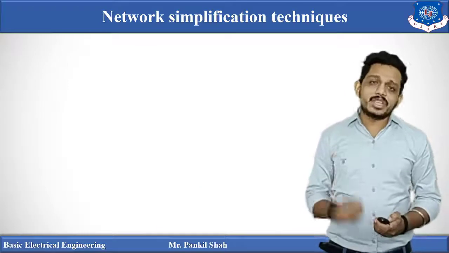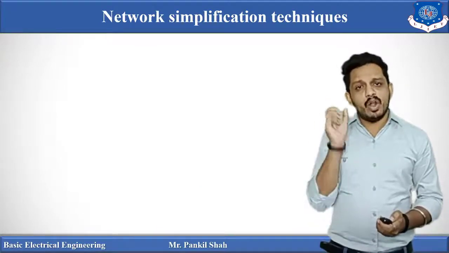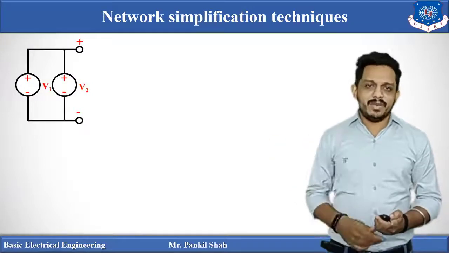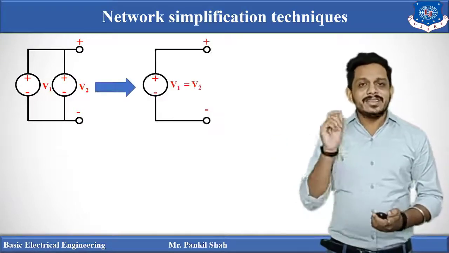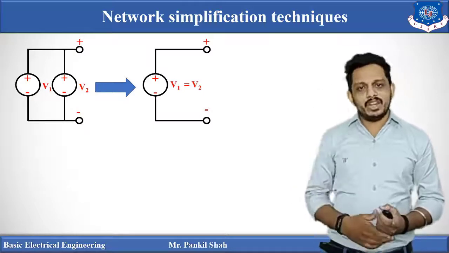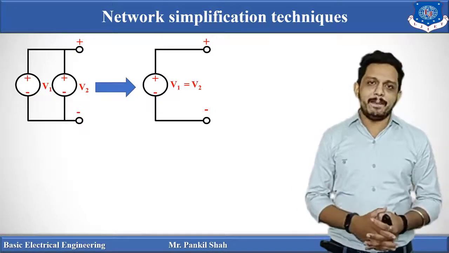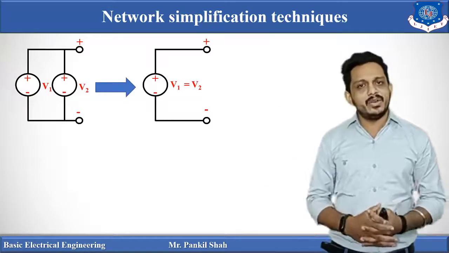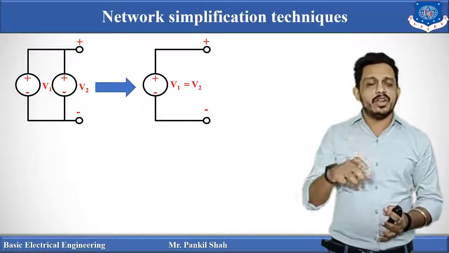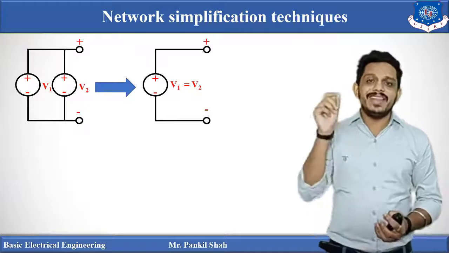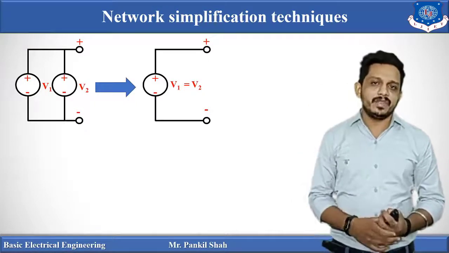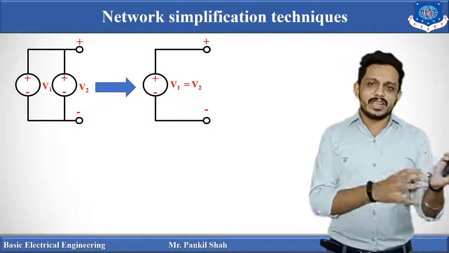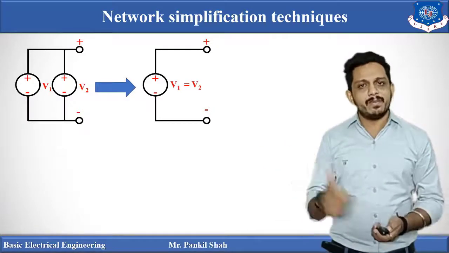Now, the next question is, what if two voltage sources are given in parallel to each other? If two voltage sources are in parallel, that means the sources have the same magnitude. If 5 volt and 5 volt are connected in parallel to each other, then you can draw one single equivalent voltage source, which has the 5 volt value. So if two voltage sources are connected in parallel, then V1 equals V2. You can convert this type of sources.